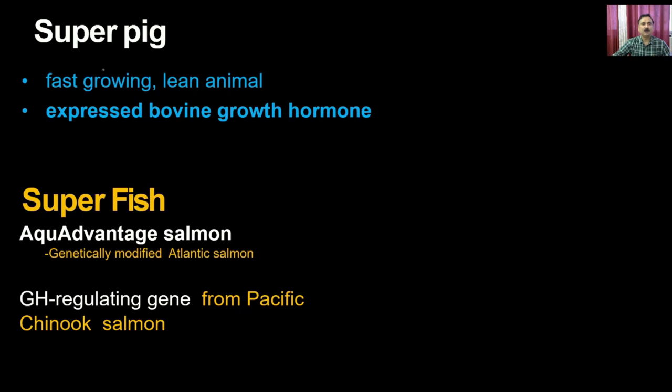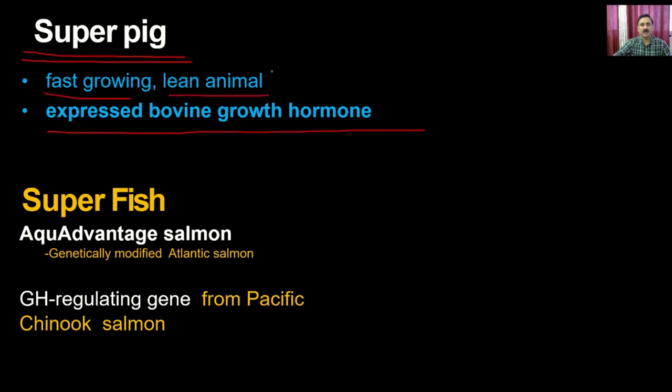Apart from that, you can also have the super pig. The super pig is good for producing human hormones, as well as for meat purposes. These super pigs are fast growing, and they eat less. So they express the growth hormones, and they are good for meat purposes.